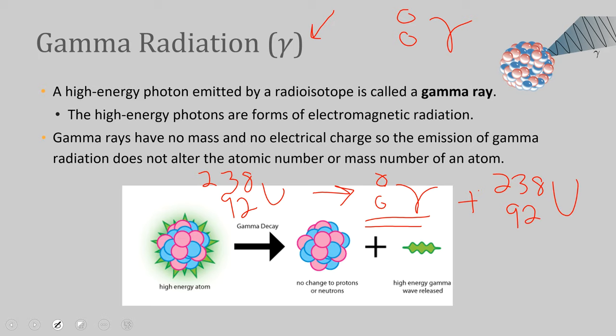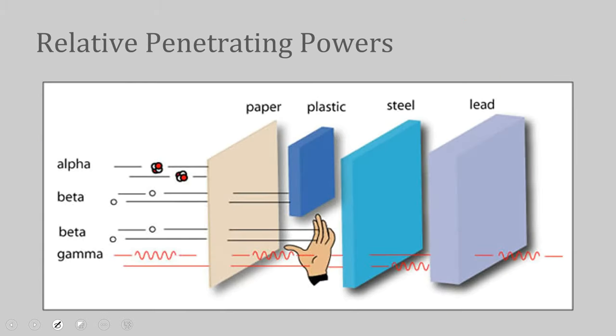Gamma radiation is a high energy wave. You would see it on the electromagnetic spectrum with the UV light, with microwaves, things like that. So gamma radiation you'll find is the easiest. You don't change anything. You just need to know that you're releasing a gamma ray. It's a wave rather than a particle.